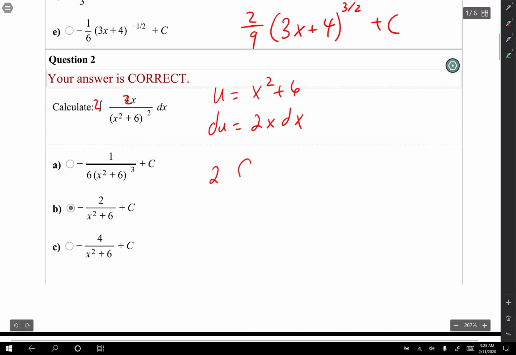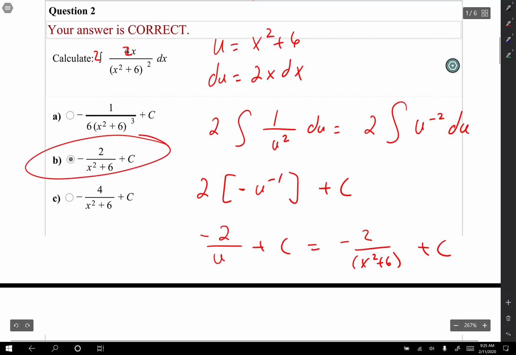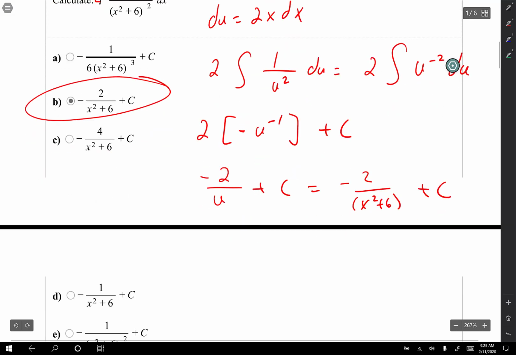So I have a 2 integral 1 over u squared du, which turns to 2 integral u to the negative 2 du. So 2 times u to the negative 1 divided by negative 1. So what I have now is 2 times negative 1 over u, which is negative 2 over u, plus c. So plug back what u is: negative 2 over (x squared plus 6) plus c. Let's go to the next one.